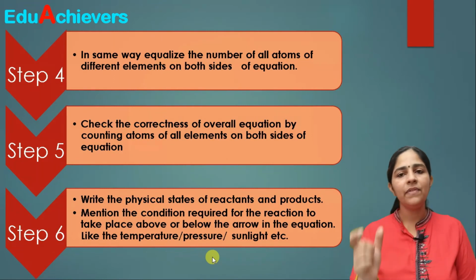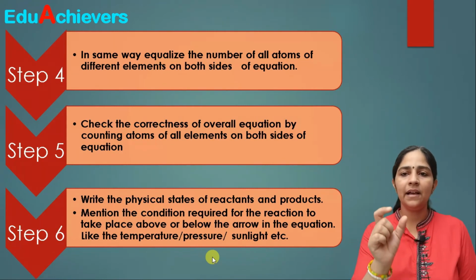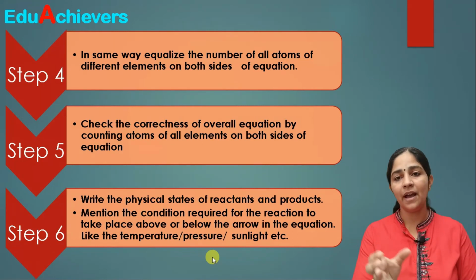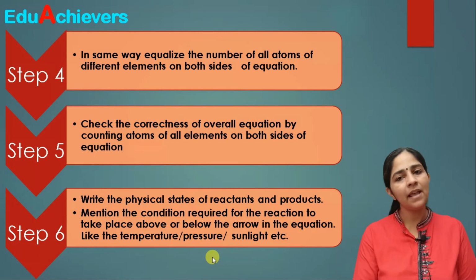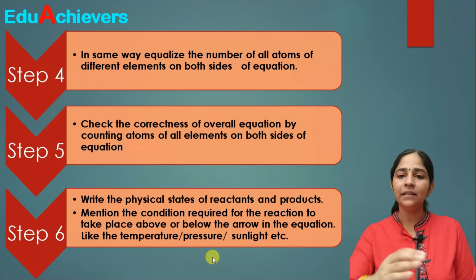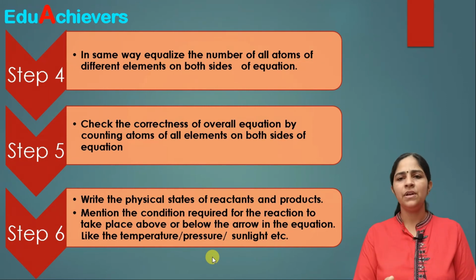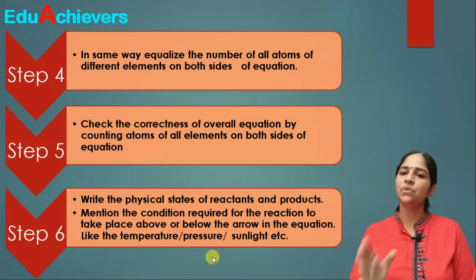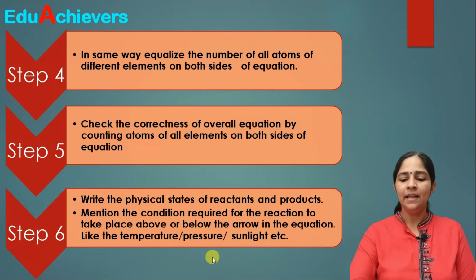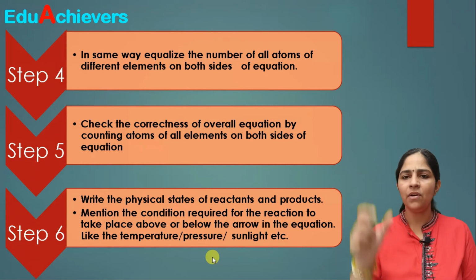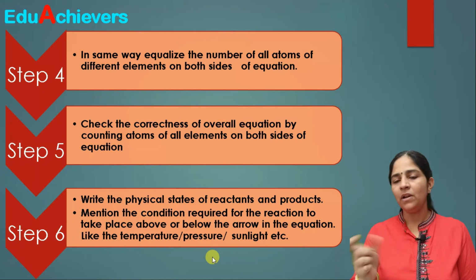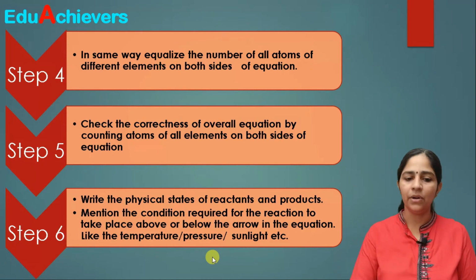Just like we have balanced the element which has the highest number of atoms, in the same way we will balance the other elements also. Fine, the number of atoms of all the elements on the right hand side and left hand side should be equal. Lastly, we will check whether all of the numbers are equal or not. Fine.